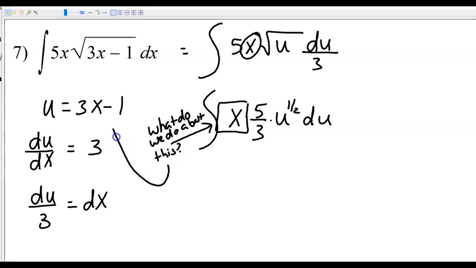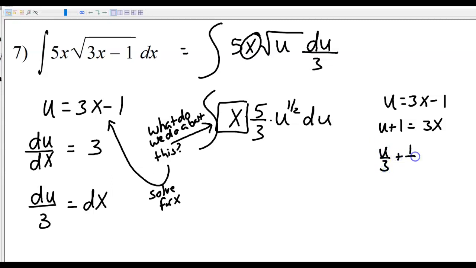So what we do is we go back here and we solve for x. Let me show you what I mean by that. I'm going to take my u equals 3x minus 1, and I'm going to solve for x. So I'm going to add 1 on both sides first, and then I'm going to divide both sides by 3. And it's easier if you write them as separate fractions, by the way. I've found that to be true for these problems myself.